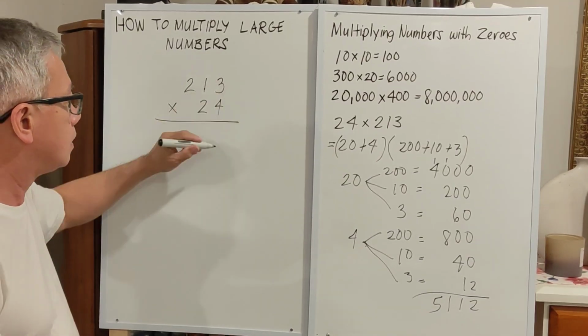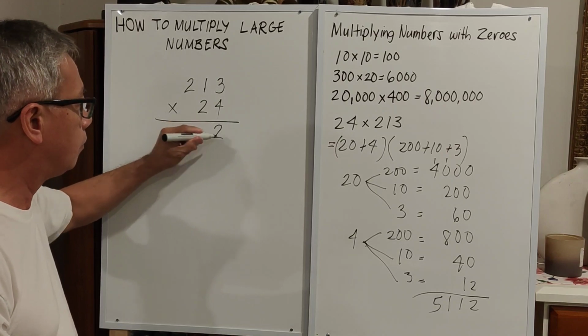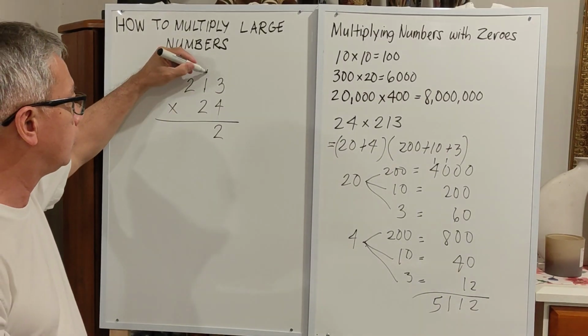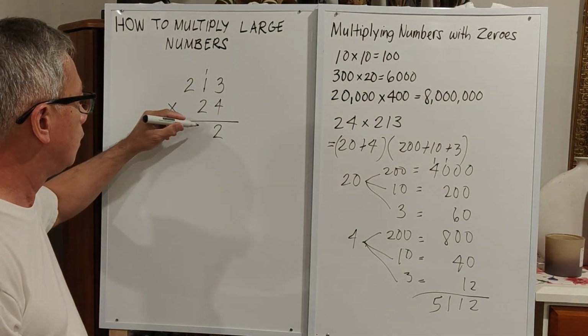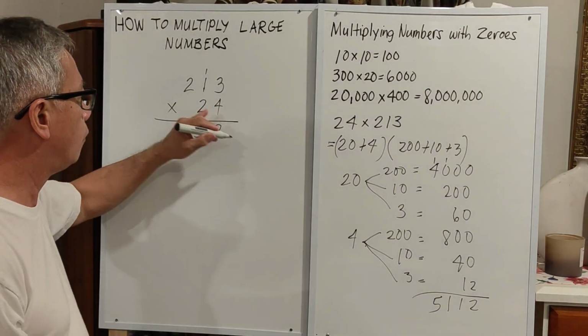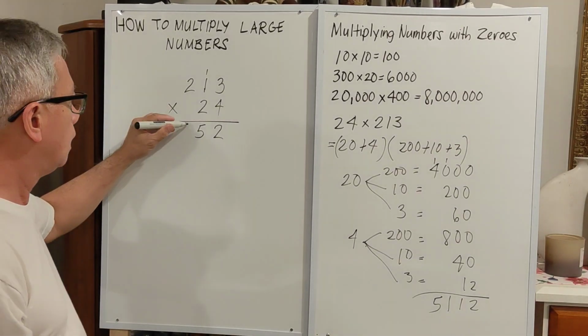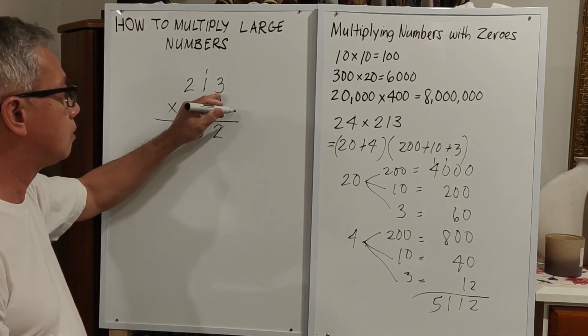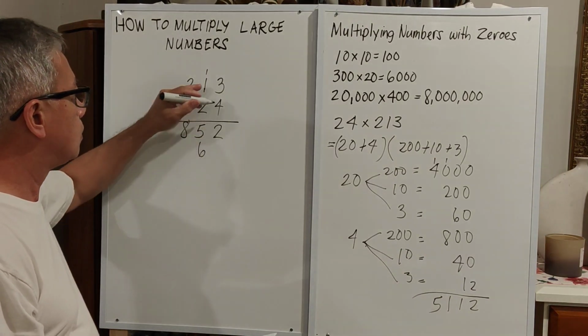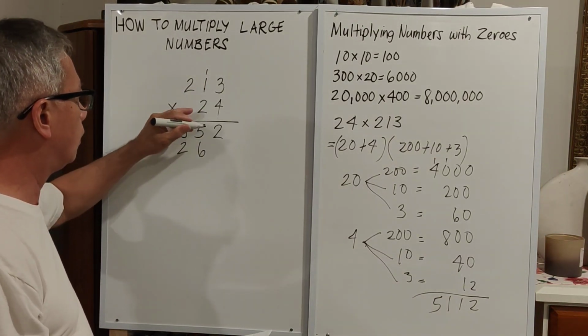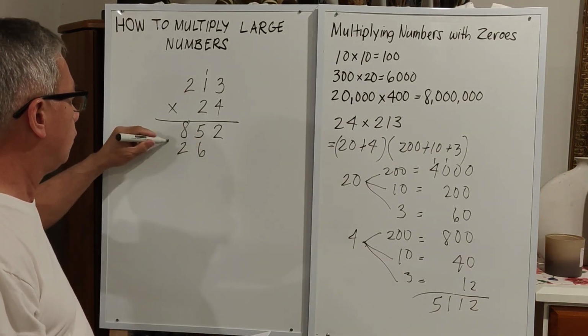So 4 times 3 is 12. We put 2 in here, and then we put 1 on the top. 4 times 1 is 4, plus 1 is 5. 4 times 2 is 8. And then 2 times 3 is 6. We put it in here. 2 times 1 is 2. And then 2 times 2 is 4.